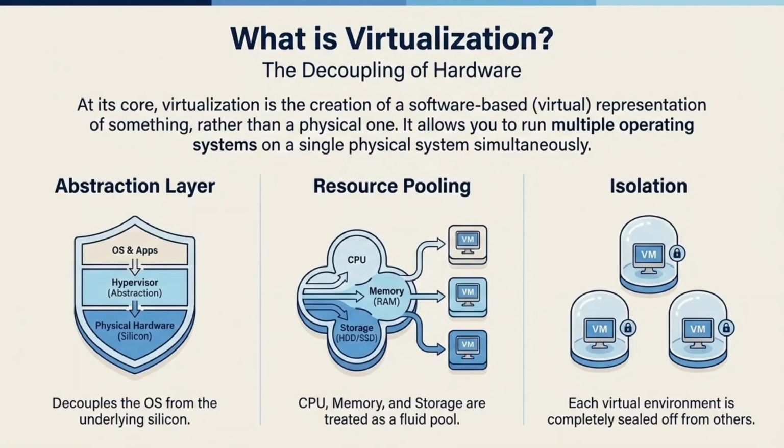What is virtualization? Virtualization basically means we are creating a digital copy of a computer system. Since it is a digital copy and not a physical computer, that is what makes it a virtual machine. This is possible because of three concepts, which are abstraction, resource pooling, and isolation. Let's understand these one by one.